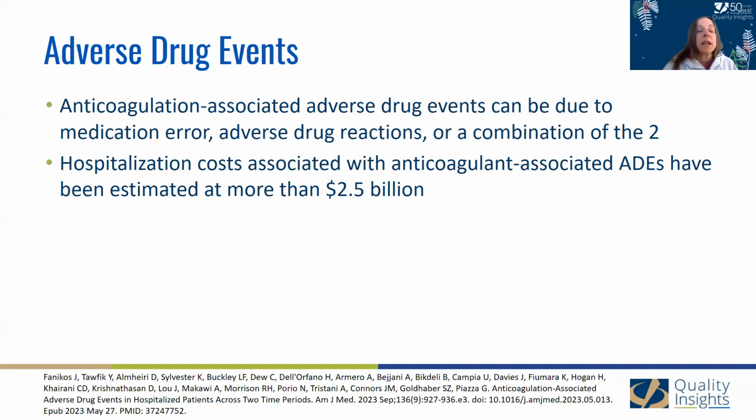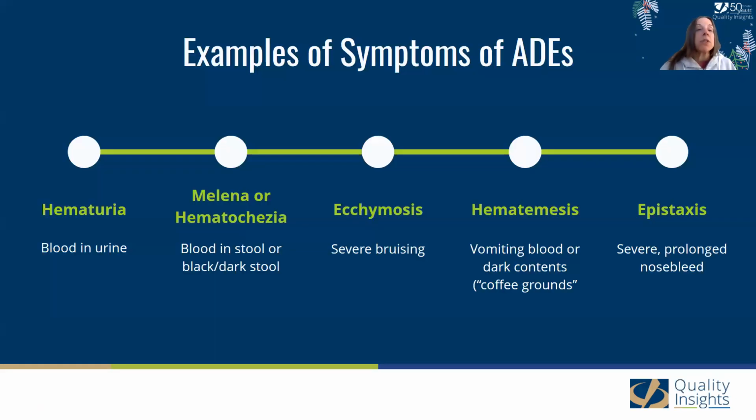So anticoagulation associated adverse drug events can be due to medication error, adverse drug reaction, or a combination of the two. And I don't really like to talk about money, but hospitalizations associated with anticoagulant ADEs have been estimated at more than $2.5 billion. So that's a lot of money. So what are some symptoms of anticoagulant ADEs?